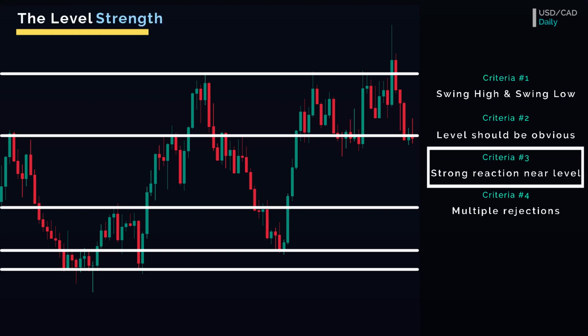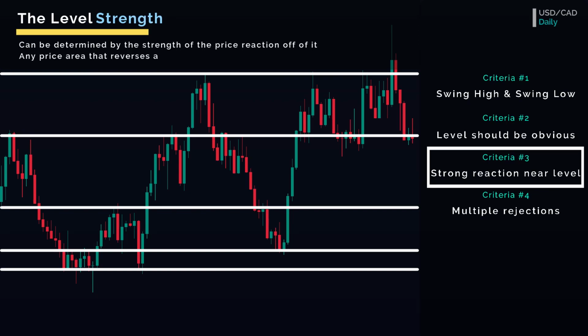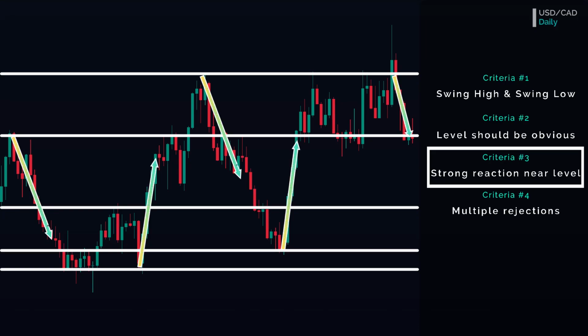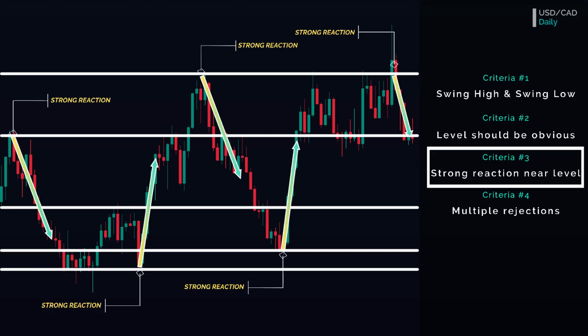The strength of support or resistance can be determined by the strength of the price reaction off of it. Any price area that reverses a trend is a strong level. Here are the levels you should identify as strong due to the quick moves when the price visits them. You should always pay attention to your important levels, either for taking profits or setting your stop losses.